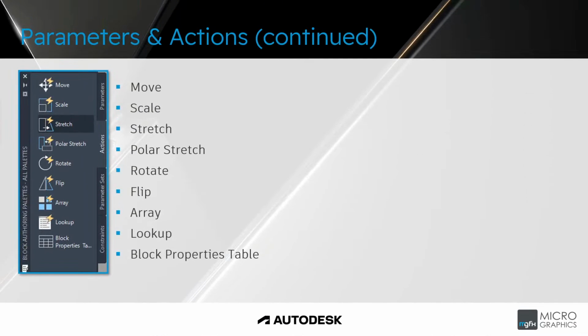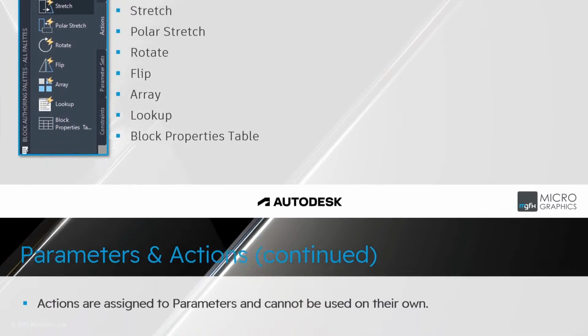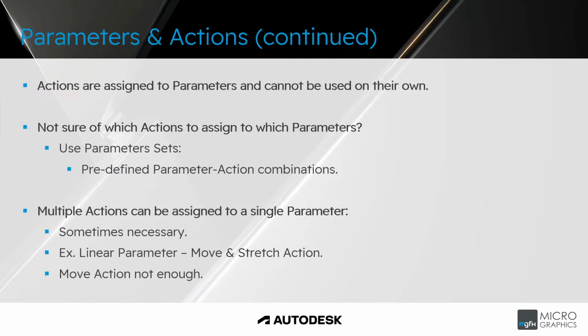If you're not sure of which actions to assign to which parameters, make use of the parameter sets. So if we go back, what you'll see here, there's an extra tab there. We have parameter sets, and you can look at those parameter sets and decide on, or look at rather, the combinations, and those combinations can actually help you figure out just how to create those parameter and action combinations. Right? Because some actions actually won't have any effect if you don't assign them to the correct parameter.